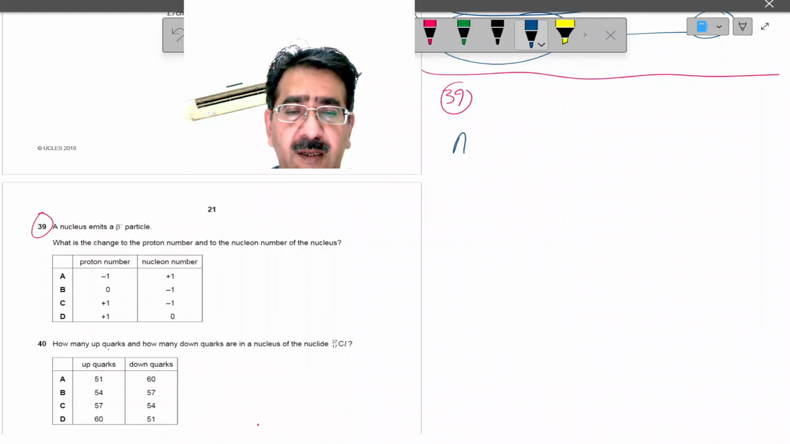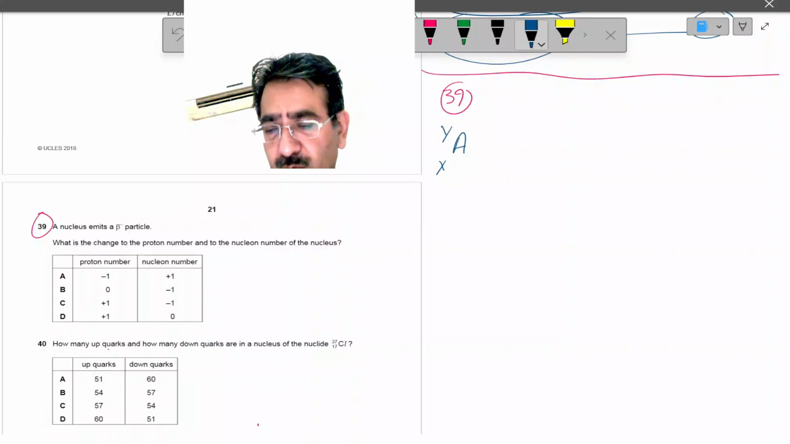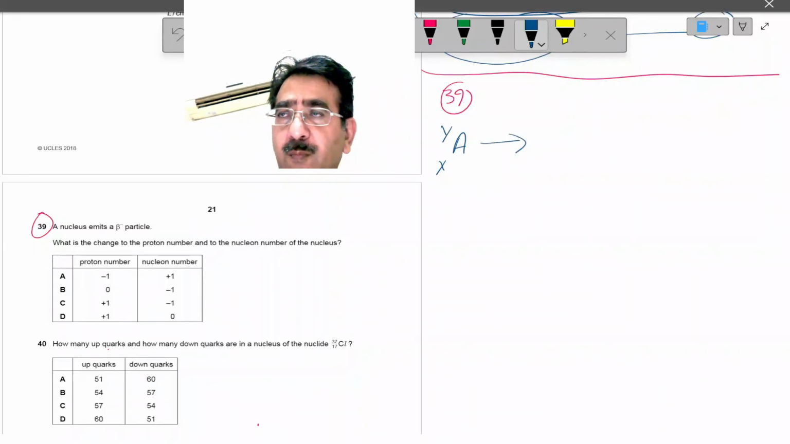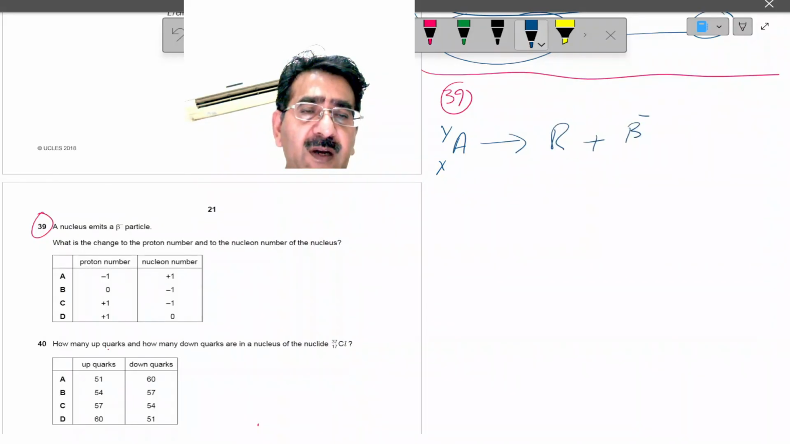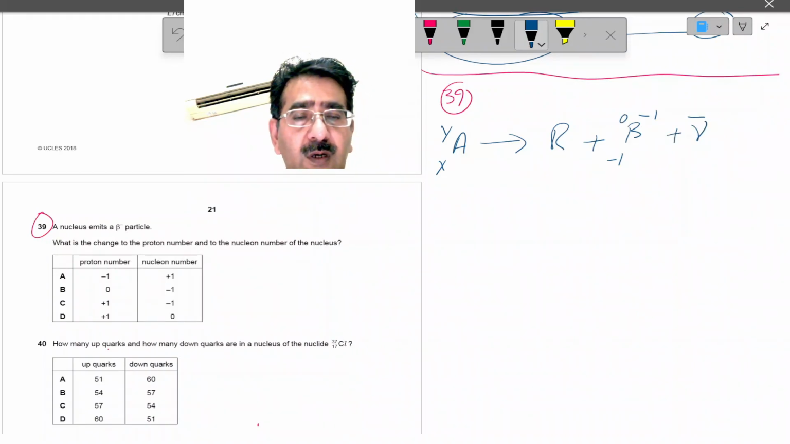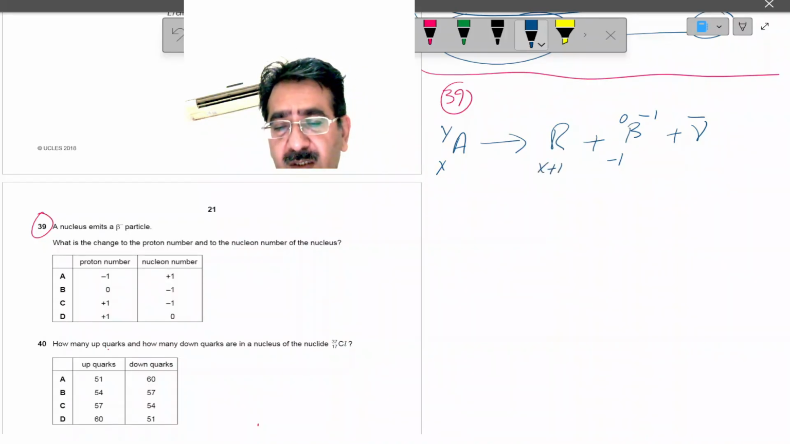the initial particle is A, with proton number X and nucleon number Y. That will be decaying into a new particle, let's suppose R, and it emits the beta particle. Beta minus has a minus one, and the proton number is zero, plus an antineutrino. This will increase to X plus one, but there will be no change in the nucleon number. That will remain Y.